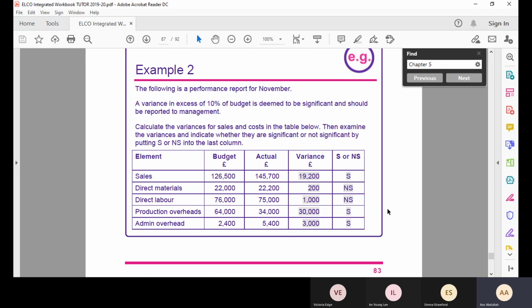Usually you have a budget on a monthly basis. So this budget is for the month of November, and they say the variance is in excess of 10%. If your variance is greater than 10% of the budget, it is deemed to be significant. It means it needs to be a concern. It is concerning for the management level. For your line manager, it is going to be a concern if it is greater than 10%.